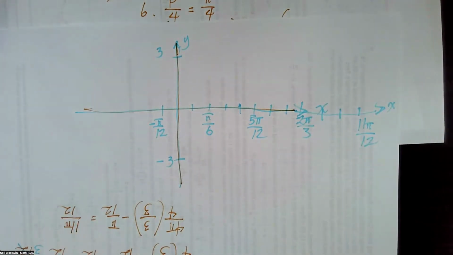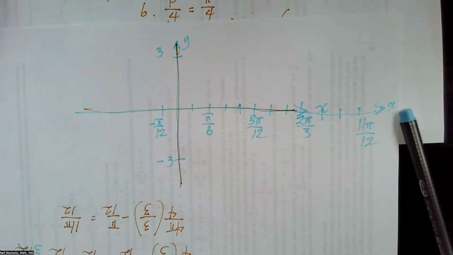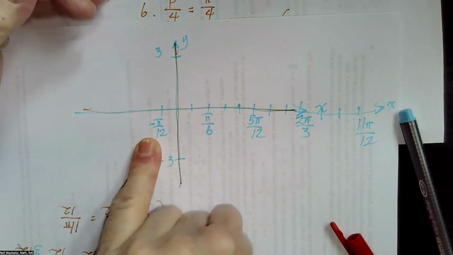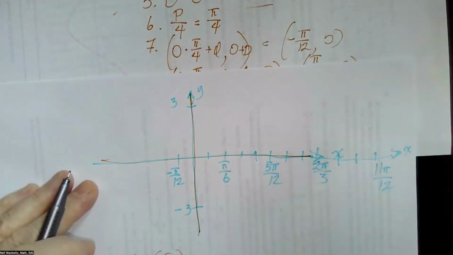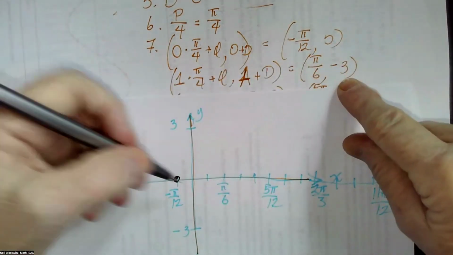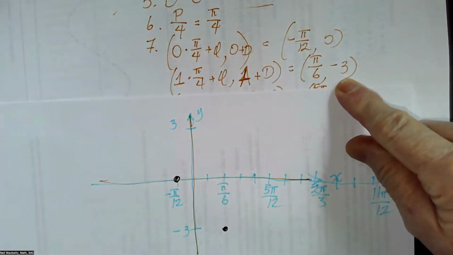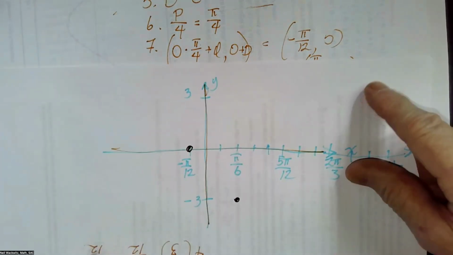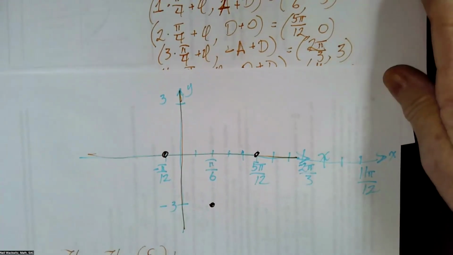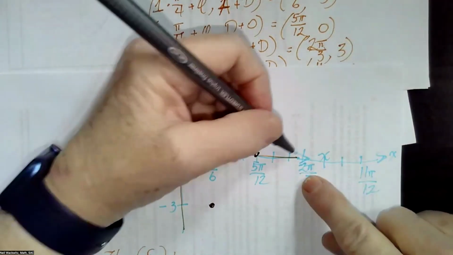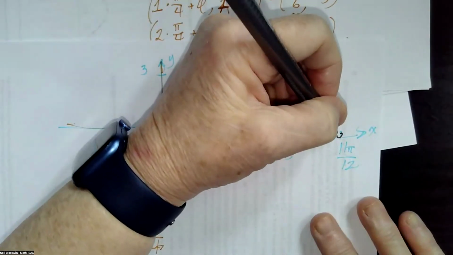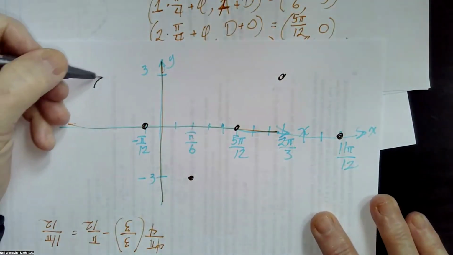And now I don't have to do very much. I can just plop in some values. So let's see. At -π/12, the y value is 0. At π/6, we have -3. At 5π/12, we're back to 0. At 2π/3, we're at 3. And at 11π/12, we're back to 0.